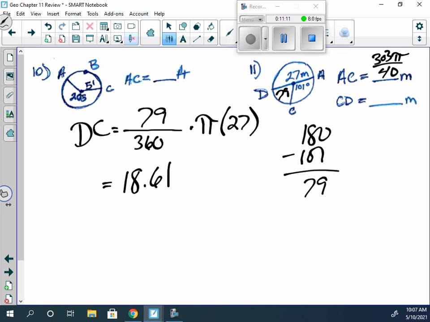And I think this one here is just going to give you a decimal. Yeah. If you want the fractional version, it's 237 pi over 40. Yes.